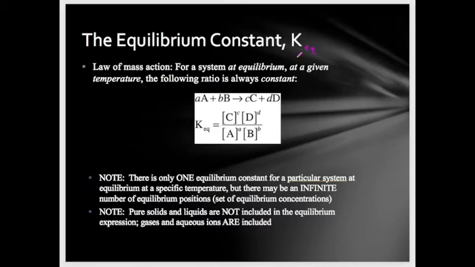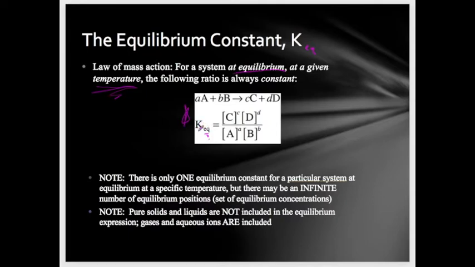K is built around this thing known as the law of mass action. For a system at equilibrium, so the system has already reached equilibrium. This is only true when we are at equilibrium. We'll see later that something else is true when we're not at equilibrium. When we are at equilibrium, at a given temperature, so this is temperature dependent, that's very important for you to understand. Temperature is going to change this K value. But for a given system, at equilibrium, at a given temperature, this ratio right here will always be a constant value, and that value is K.